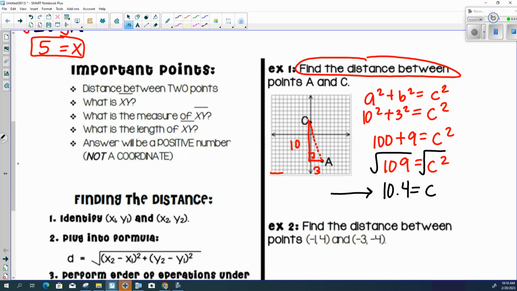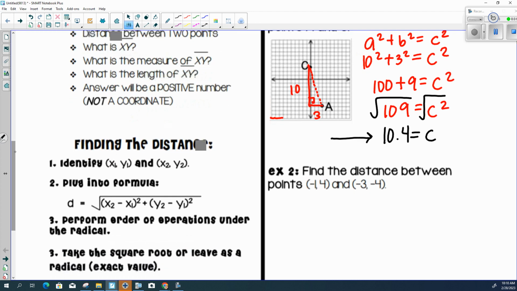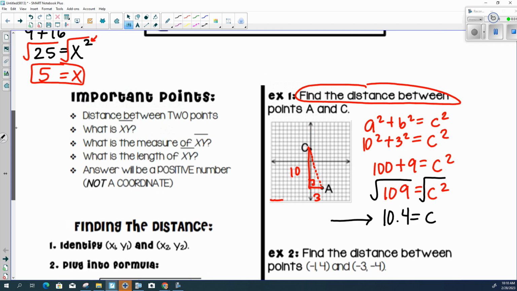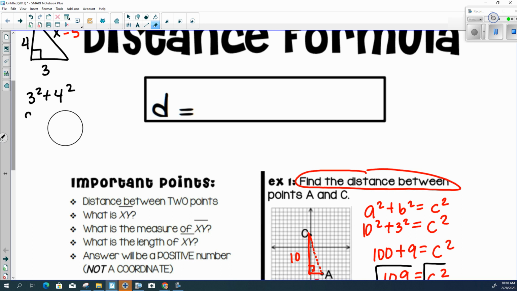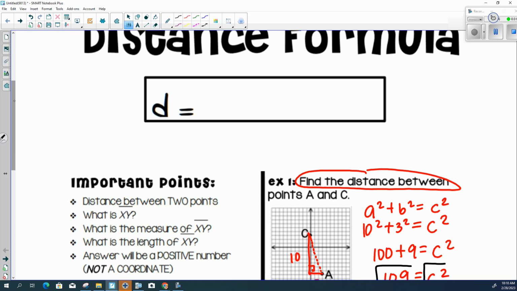All right, so sometimes as you look at example 2, do you see how there's not a graph? They're just giving you 2 ordered pairs. So what I'm going to show you is how you would find the distance between those points when all you're given is ordered pairs. If I take the 2 values that they give me that are x values and I subtract them from one another, I'm finding the horizontal distance. And I do that by taking x2 minus x1 and squaring it, just like on the Pythagorean theorem.